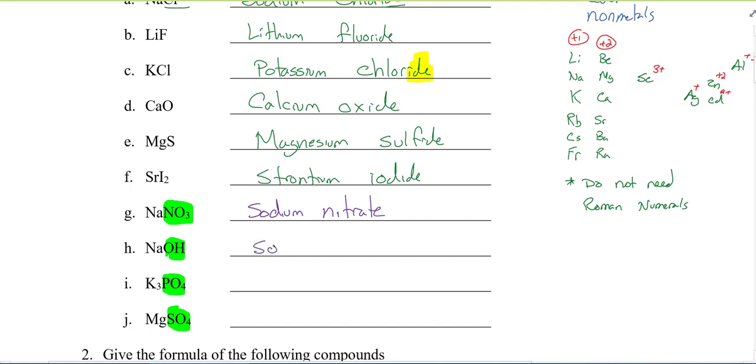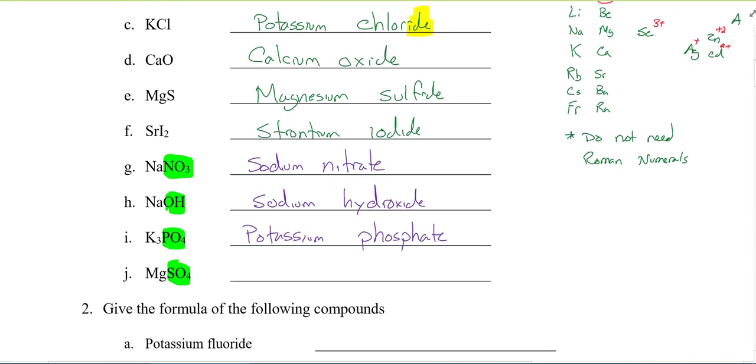Just like H is sodium hydroxide. Potassium phosphate. And again, on these polyatomic ions, the ending still really matters because phosphate to phosphite, different compound. And last, we got magnesium sulfate. So those are some formulas to names for some ionic compounds that do not need Roman numerals.